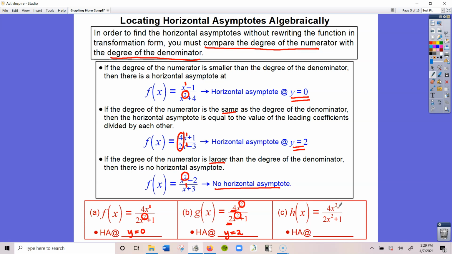In this last example, the highest exponent in the numerator is 3, and the highest exponent of the denominator is 2. 3 is larger than 2, so there is no horizontal asymptote. So you don't really have to do any real calculations. You're just comparing the highest exponent of the numerator with the denominator. So now let's put everything together and look at how to graph.